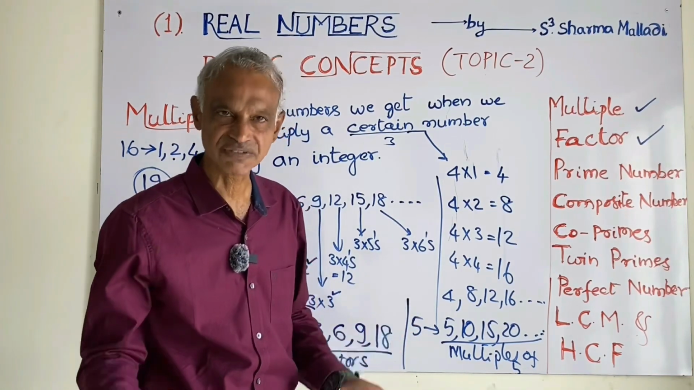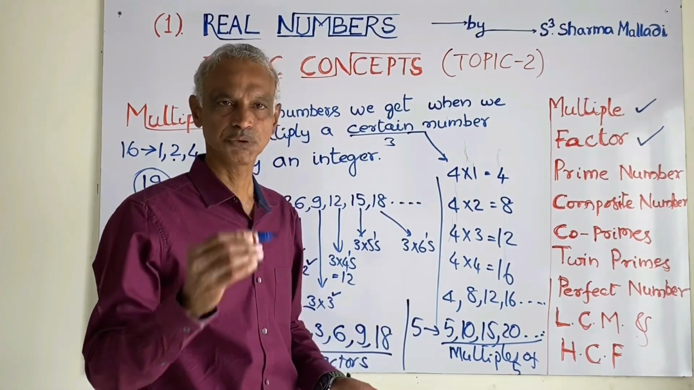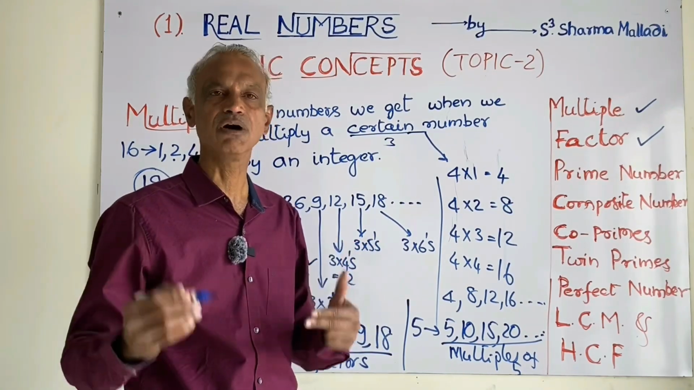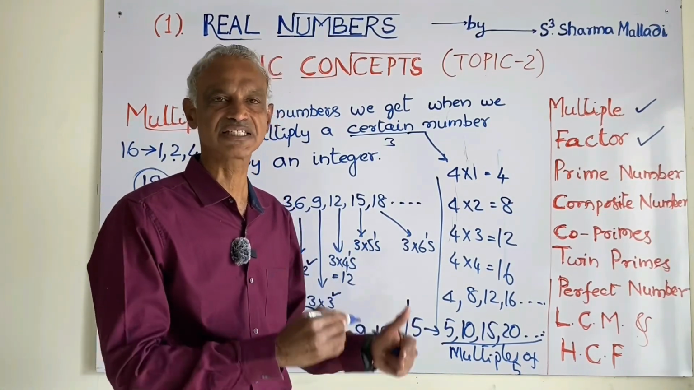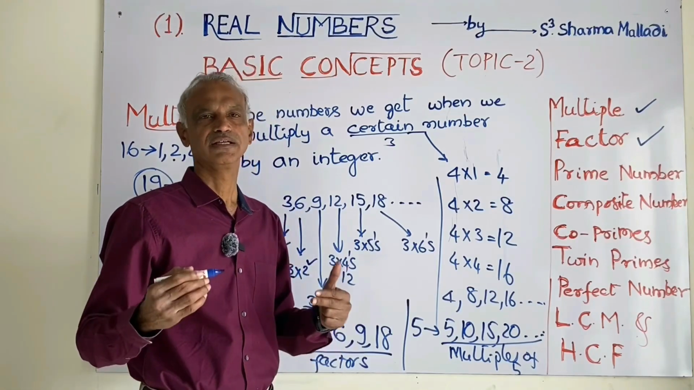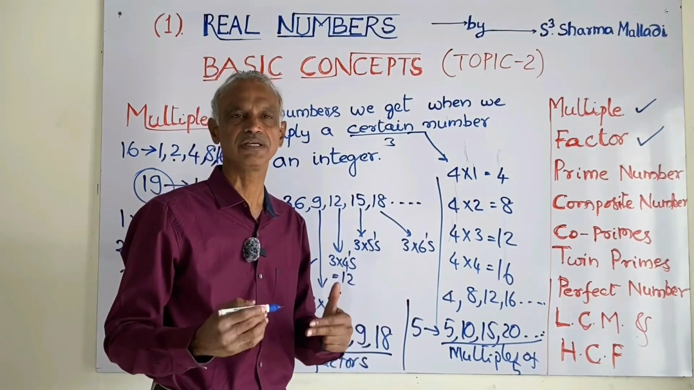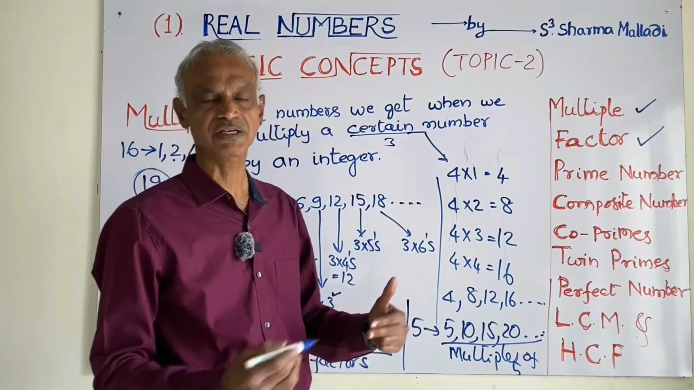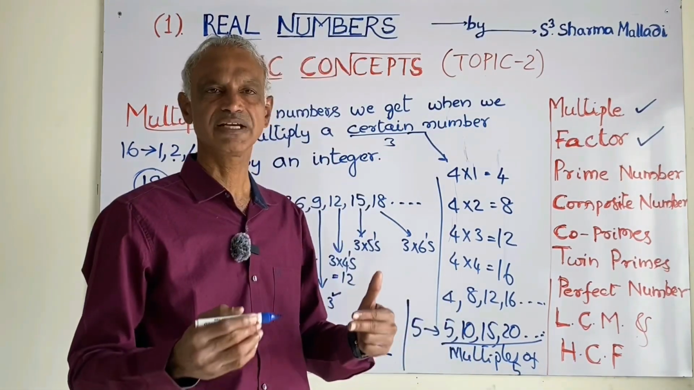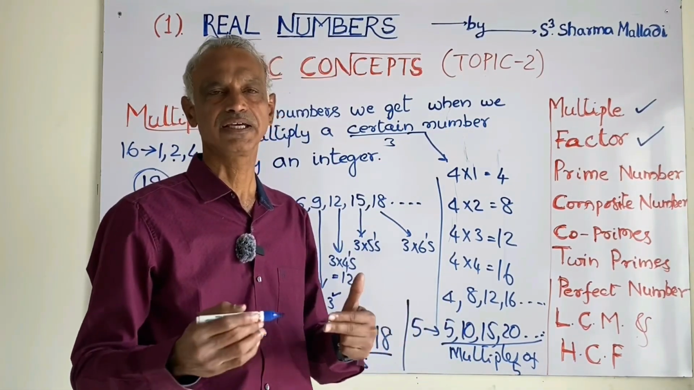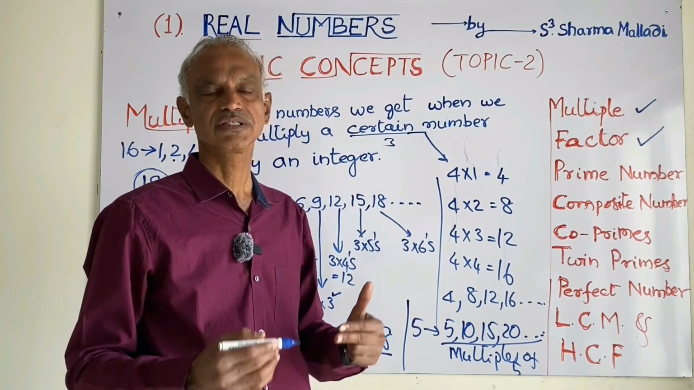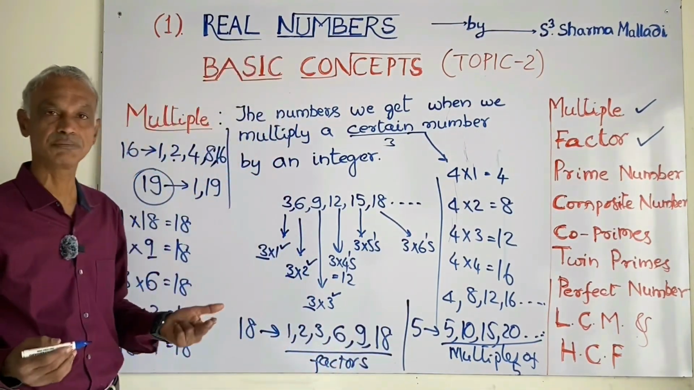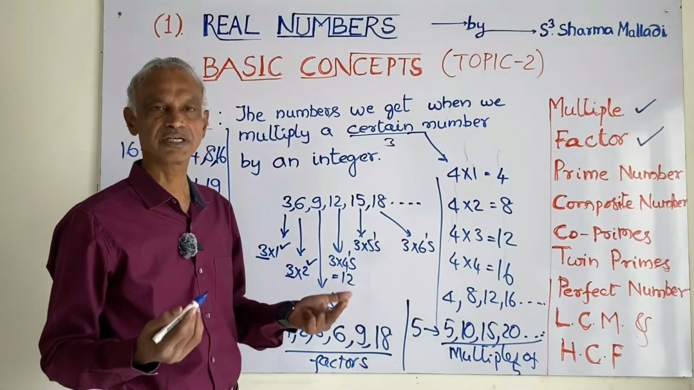What are the factors of 6? 1, 2, 3 and 6 are the factors of 6, because if you divide 6 by 1, you get 0 as the remainder. It is completely divisible by 1. You take 2. 2 is a factor of 6. If you divide 6 by 2, you get remainder 0. 6 is completely divisible by 2. 6 is completely divisible by 3.